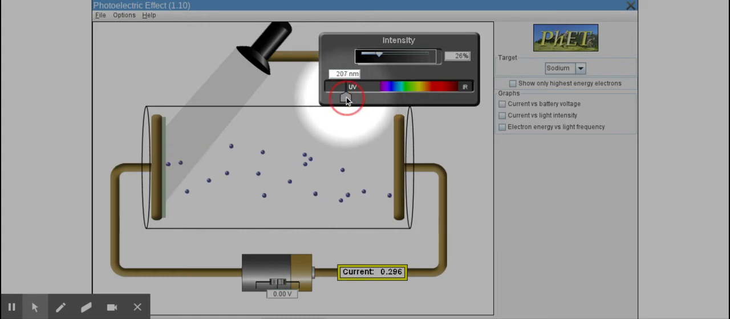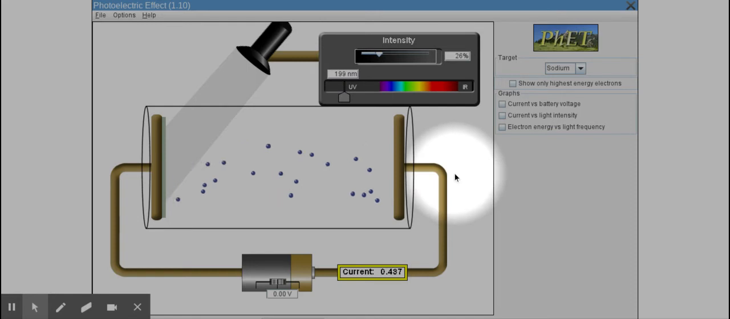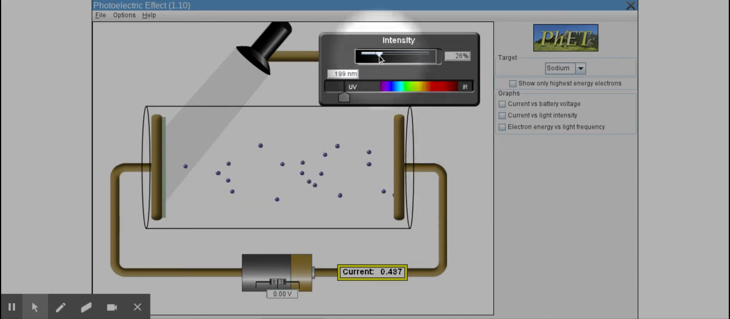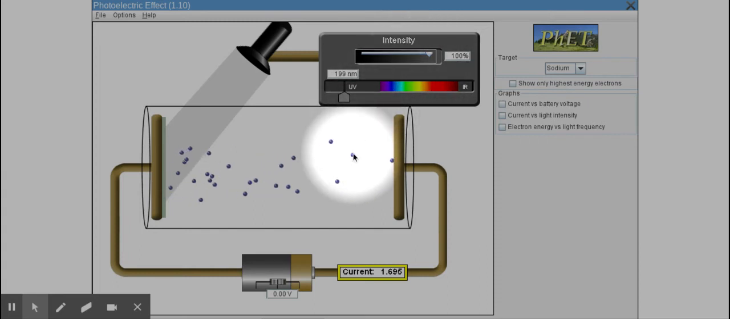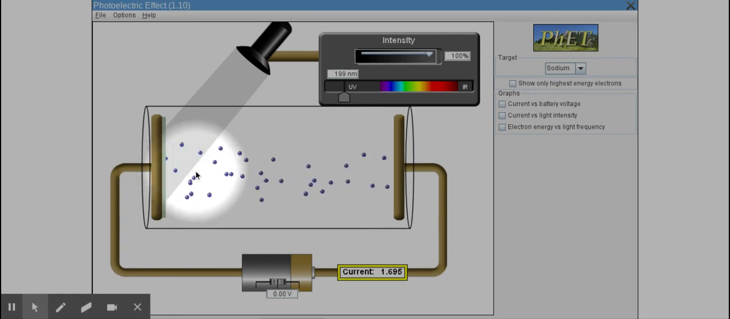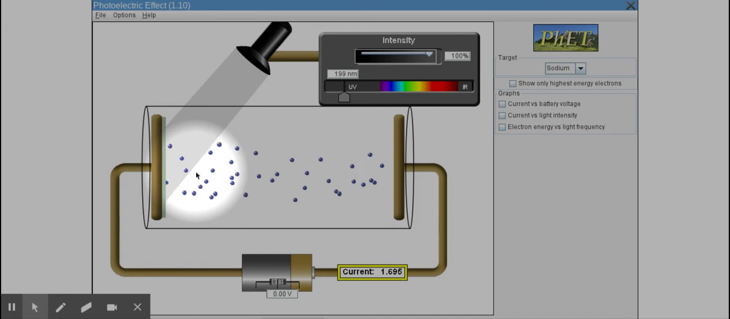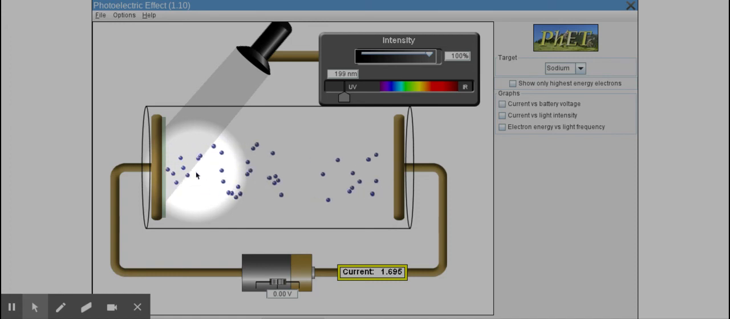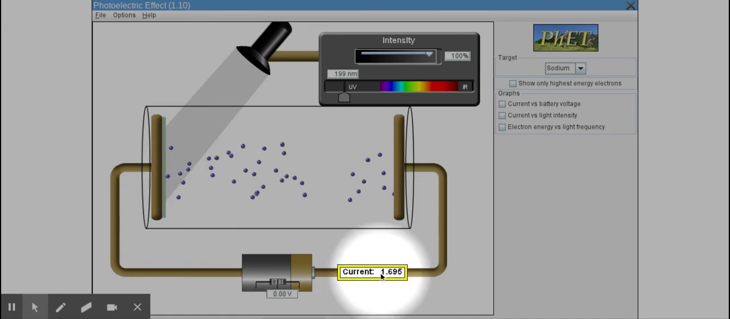Now, if we change the intensity, let's brighten this beam and put that all the way up to 100%. Let's not waste time. And that should give us a flurry of electrons being released, not just one or two at a time, but much more. And down here, you can see the current. That's a measure of how many electrons are flowing past a given point per second, right?